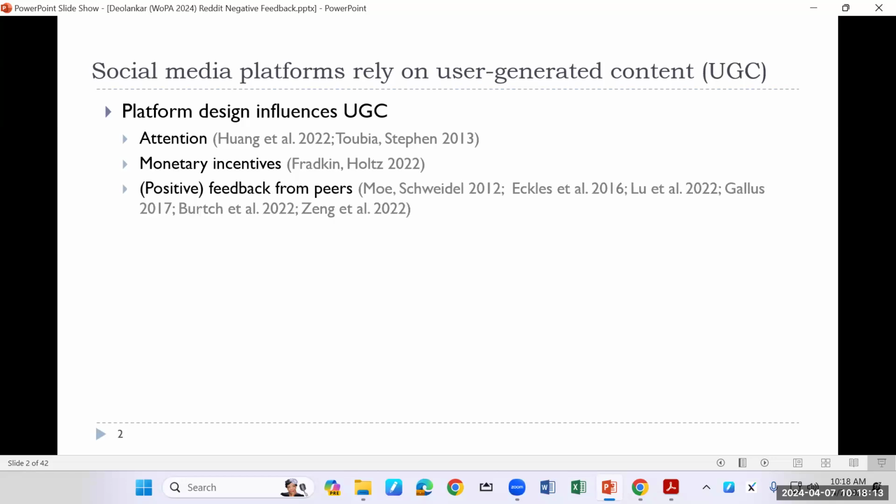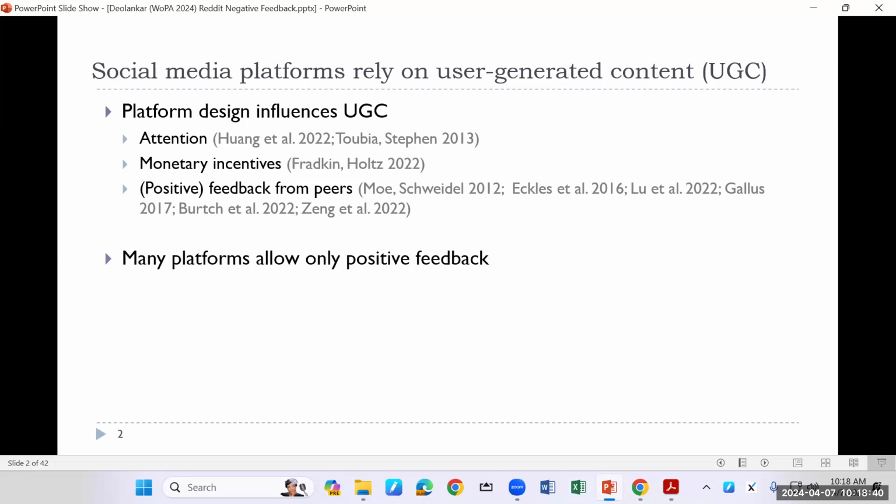And a large body of work has focused on the effects of positive peer feedback. As Simha pointed out in his talk yesterday, what that means is that if users post something on social media and receive a lot of feedback for it, mainly positive, then that shifts their subsequent content creation activity in meaningful ways. This literature is very nascent and is still developing itself, so a lot of mixed evidence has been reported.